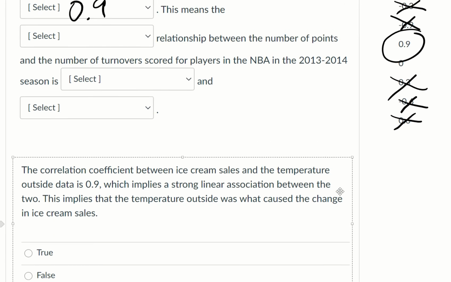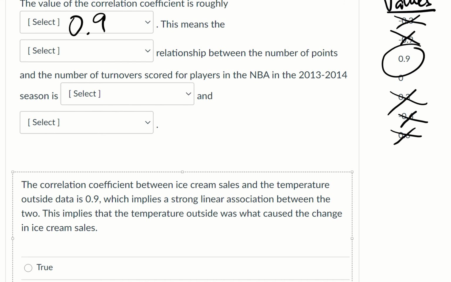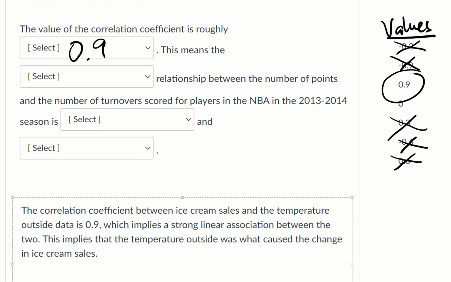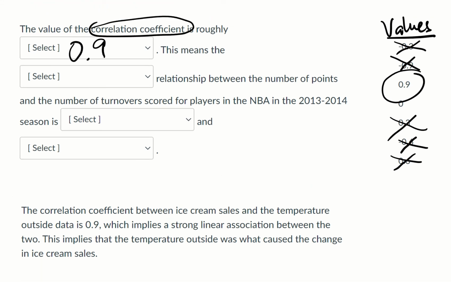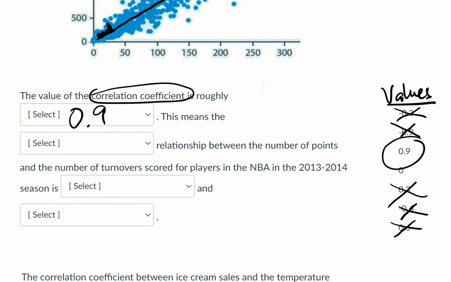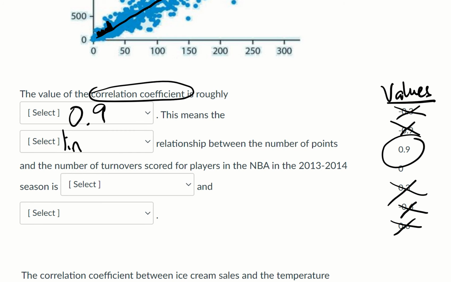This means that there's a relationship between the number of points and the number of turnovers. Remember that correlation is for linear relationships, just like this. It looks linear. So this means that the linear relationship between the number of points and the number of turnovers scored for players in the NBA season is, since we're saying it's 0.9, well, that 0.9 is strong. It is a strong and positive relationship.